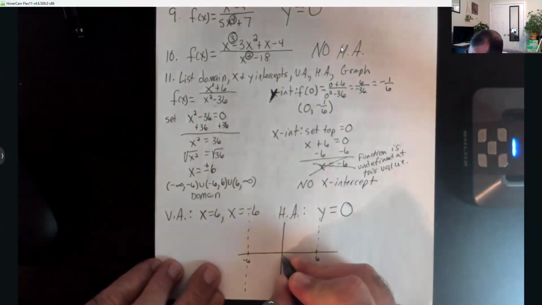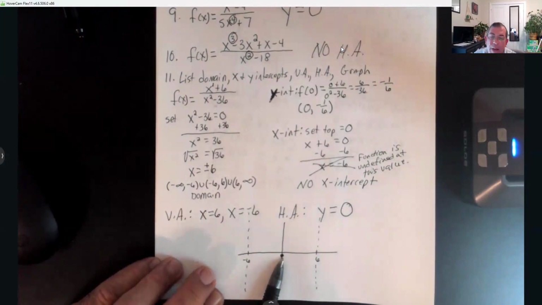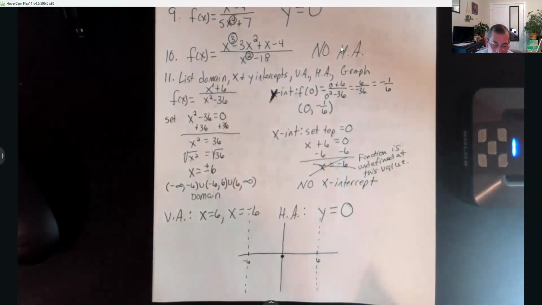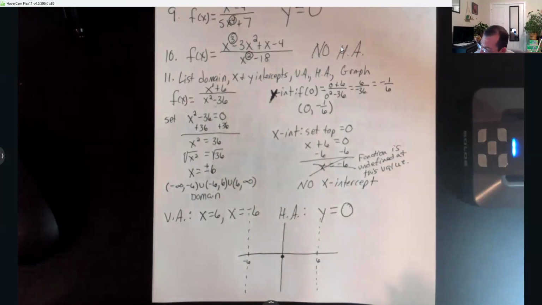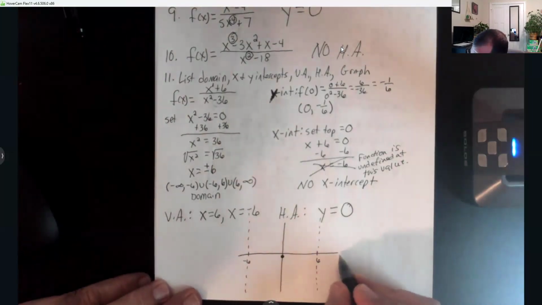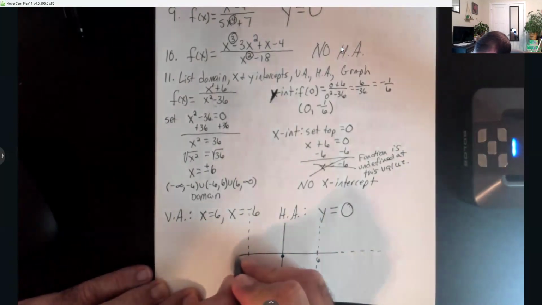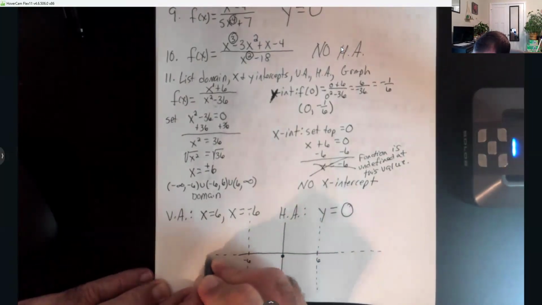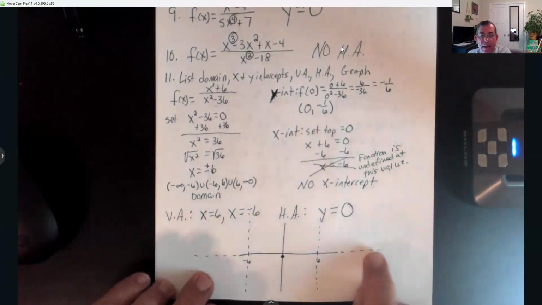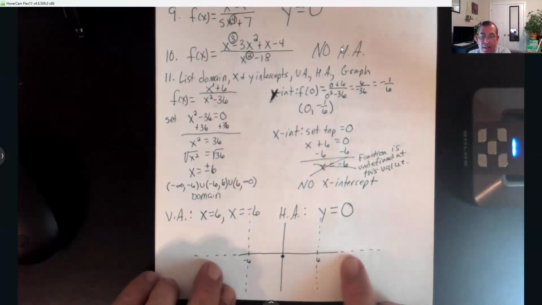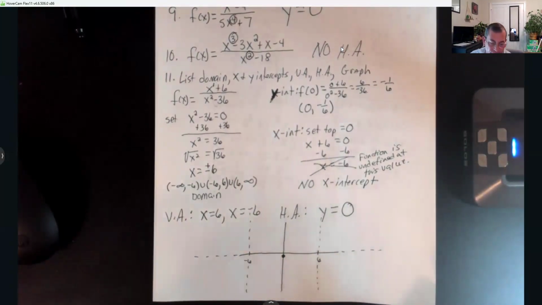Well, y'all, that's really close. But 0 and down -1/6. We're going to say that's about right there at -1/6, okay? Barely below that line. The horizontal asymptote was y equals 0. So as this graph goes towards -infinity and infinity, it's going to try to get to these lines, okay?